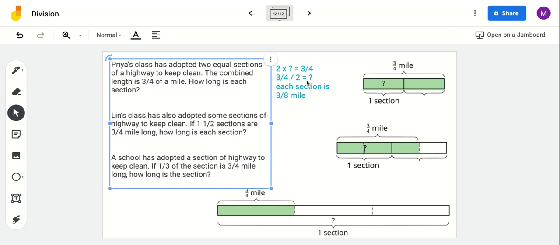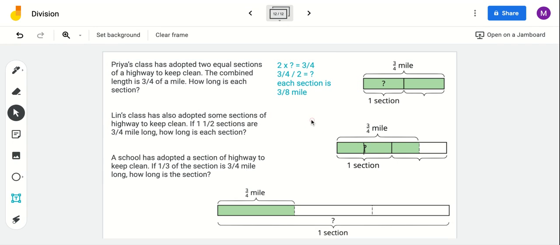All right. So then let's look at the next example. Lynn's class has also adopted some sections of highway to keep clean. If 1.5 sections are 3/4 of a mile long, how long is each section? So they have 1.5 sections, and that's equal to 3/4 of a mile.